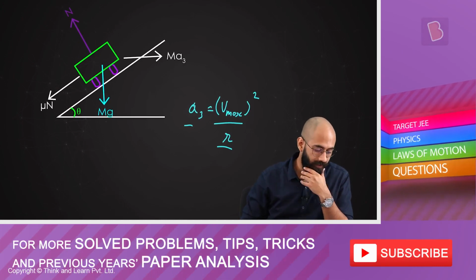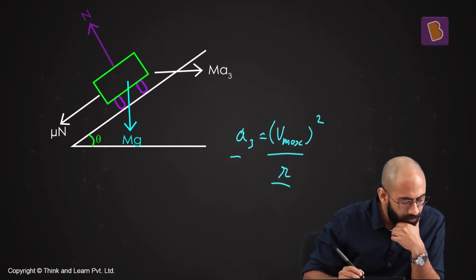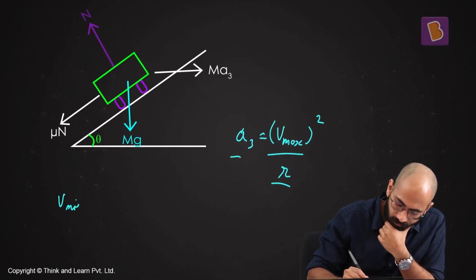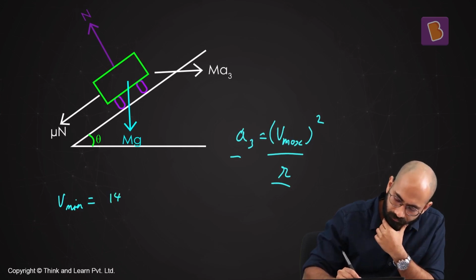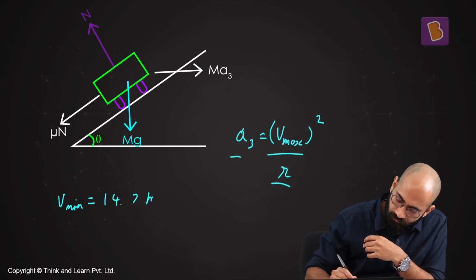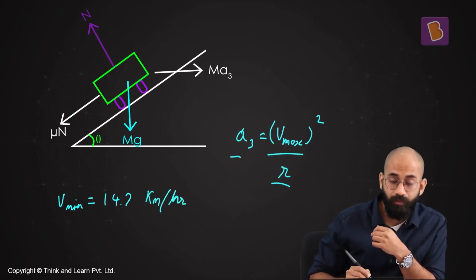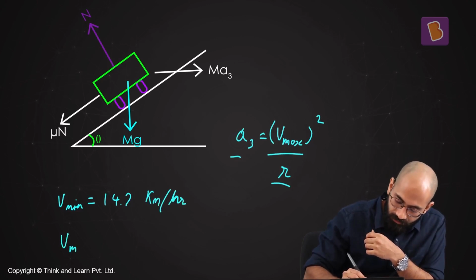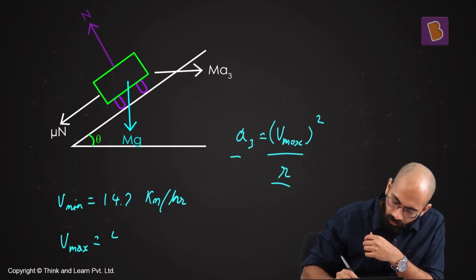So what are our answers finally? If you do everything that I said, you'll find that the minimum value of speed, V min, possible in terms of kilometers per hour will be equal to 14.7. You get 14.7 kilometers per hour. And if you find the maximum value, that will be equal to 44.1.